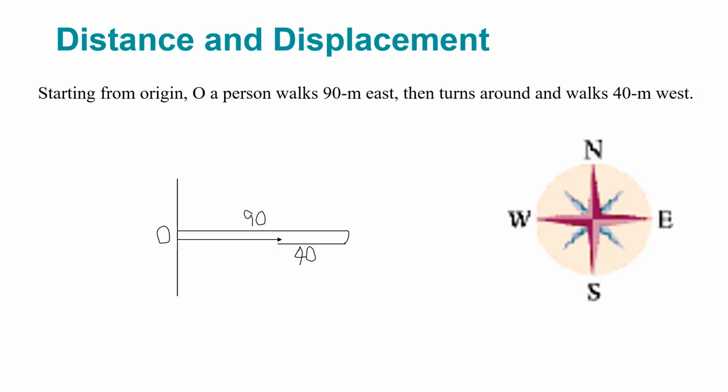For example, distance and displacement rather. Starting from the origin, O, a person walks 90 meters to the east, then turns around and walks 40 meters to the west. What is the total walk distance of a person? So he has or she has 130 meter. Okay, how do we get 130? We just add 90 meter to the east plus 40 meter to the west. And that's how we get the 130 meters.